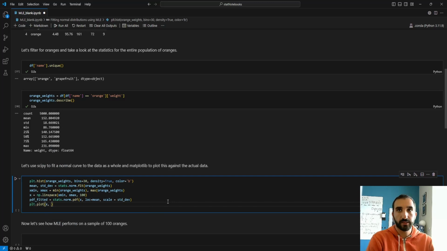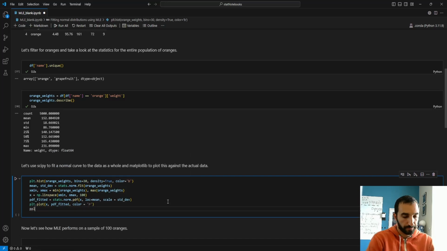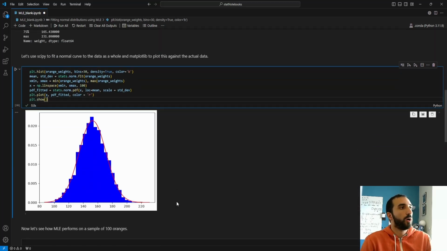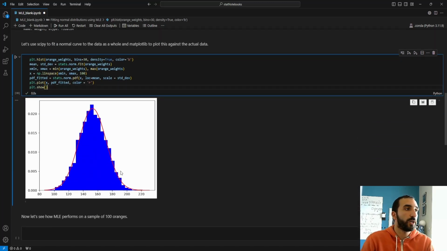All right, so let's go ahead and plot this now. So I give it the x values, I give it the y values, which are the PDF values, and we'll set the color to be red. And then we'll go ahead and show this. All right, so there's our fitted curve, and there's all of our data. And as you can see, it lines up pretty well. So this is a good assumption that the data is normally distributed.